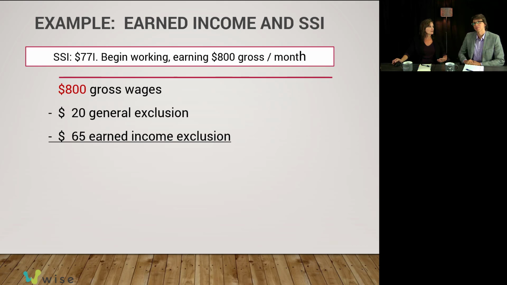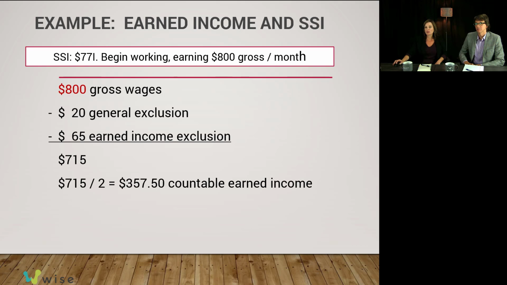This is a work incentive. It only applies to earned income, and therefore it really is an incentive for people to work. And it's $65. Not that impressive, right? But still, it's something. And that brings us to a subtotal of $715 so far in countable income.